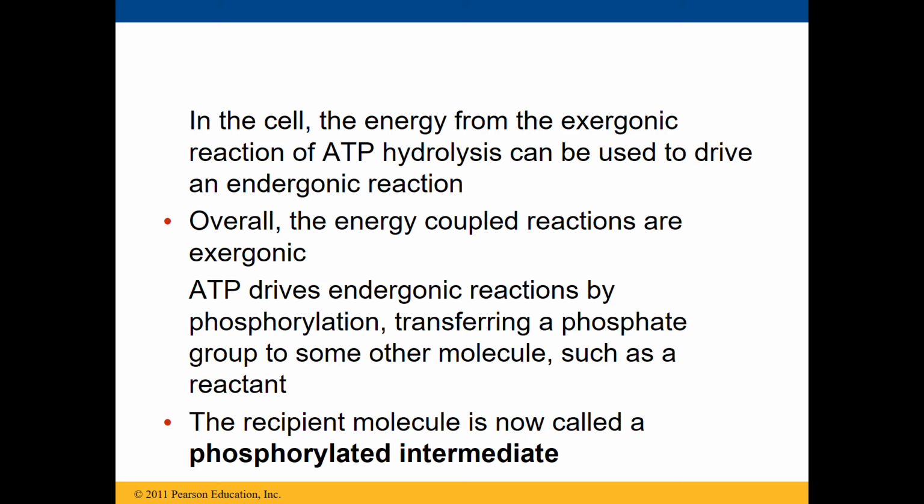Okay, so in the cell, the energy from the exergonic reaction of ATP hydrolysis can be used to drive an endergonic reaction. Overall, the energy-coupled reactions are exergonic. ATP drives endergonic reactions by phosphorylation, so you transfer that phosphate group to some other molecule, such as a reactant, and the recipient molecule is now going to be called a phosphorylated intermediate. In baby bio, I tell my students to think of phosphate groups as batteries, right? And whatever it connects to or plugs into is going to receive some amount of energy.